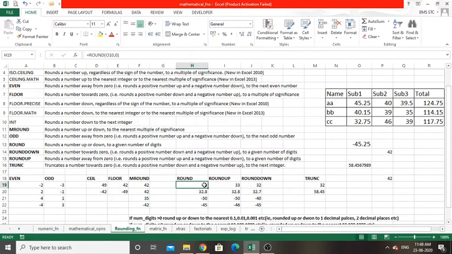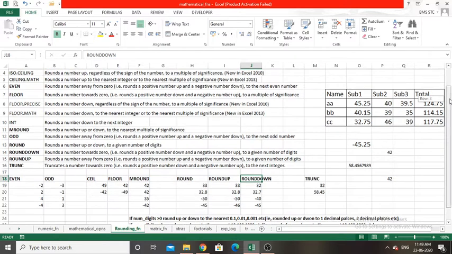Now let's see the next most important functions: ROUND, ROUNDUP and ROUNDDOWN. To round normally, we will use the ROUND function. This is what we usually do manually or by ourselves. To round up to the nearest specified place, we can use the ROUNDUP function. To round down to the nearest specified place, we can use the ROUNDDOWN function.